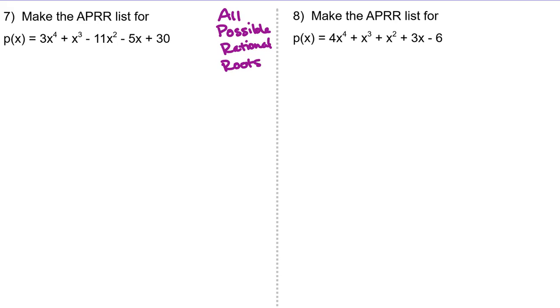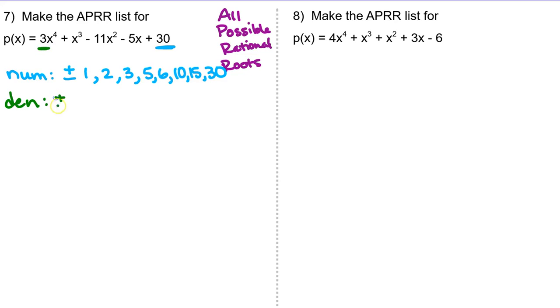So what we do is we look at the constant, and the factors of the constant give us our potential numerators. So plus or minus all the factors of 30. And the factors of 30 are 1, 2, 3, 5, 6, 10, 15, 30. So plus or minus all of those numbers are potential numerators for the rational roots. For the denominators, we look at the factors of the leading coefficient, which is in this case 3. So plus or minus 1 and 3 are the only factors of 3. So for the APRR list, we have to make all the possible fractions out of those numerators and those denominators.